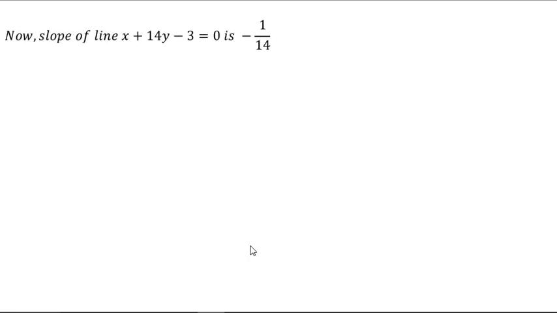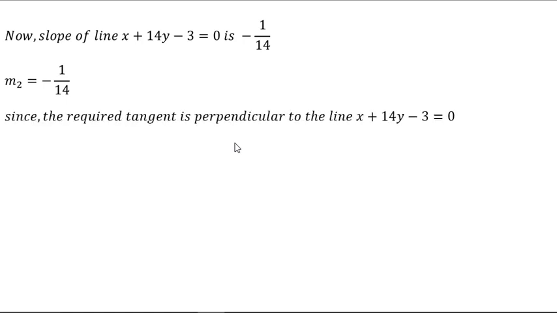Now, the slope of the line x plus 14y minus 3 equal to 0 is minus 1 upon 14. How did we get this? We know that if the equation is ax plus by plus c equal to 0, then the slope is minus a upon b. So, that is how we got the slope of this particular line. So, m2 is minus 1 upon 14. Now, since the required tangent is perpendicular to this line, the product of these two slopes will be minus 1, that is m1 m2 equals minus 1.